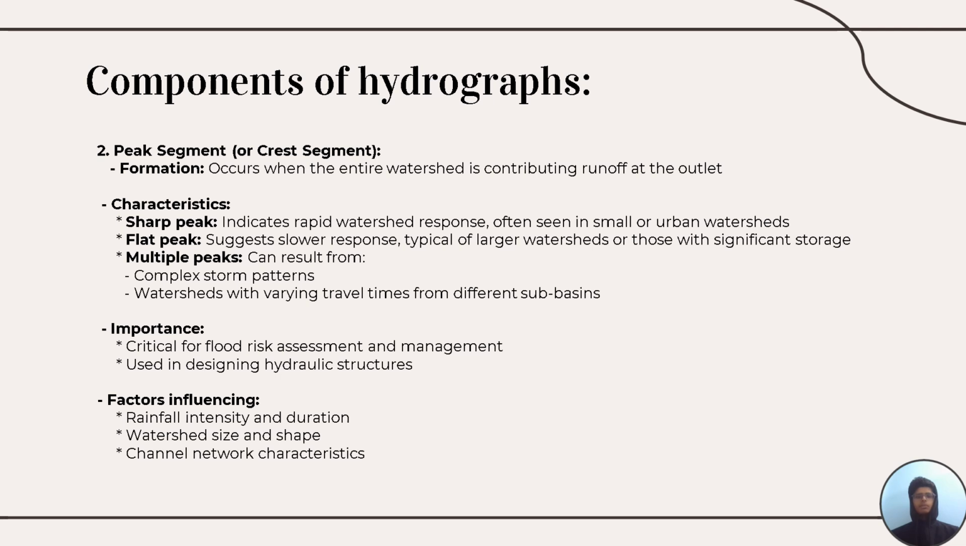Multiple peaks can result from complex storm patterns, watersheds with varying travel times, and different sub-basins. The importance of these is that they are critical for flood risk assessment and management and used in designing hydraulic structures. Then we have the factors influencing that: rainfall intensity, then watershed size and shape, then canal network and characteristics.